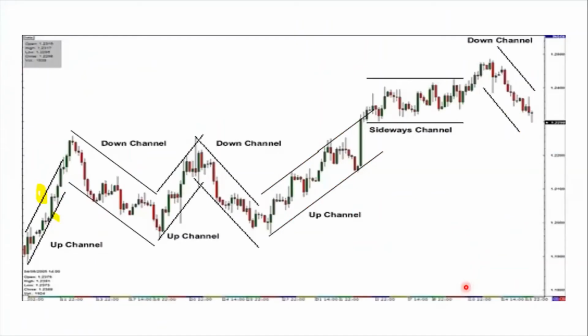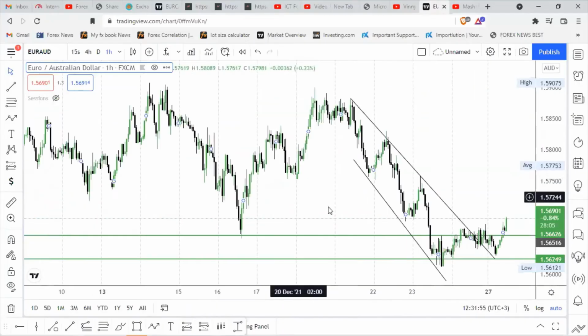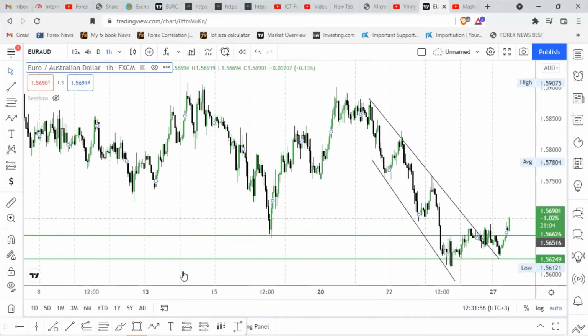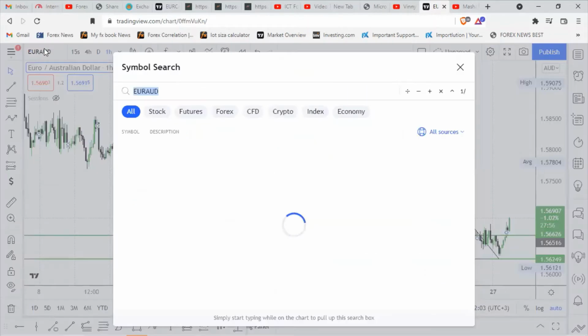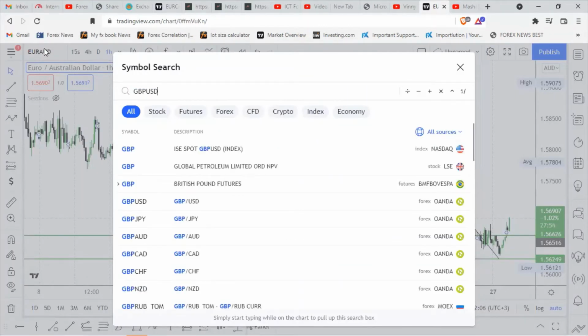So that is it on the channels. When we talk about channels, we are dealing with two lines. But when we talk about a trend line, it is a single line. What I drew here was a channel. So I want to show you a trend line alone. We can change the pair that we are looking at. Let's look at the GBP US dollar.